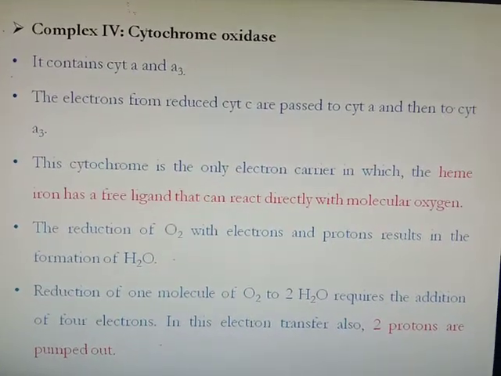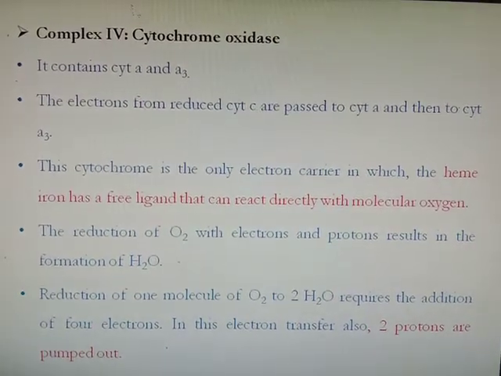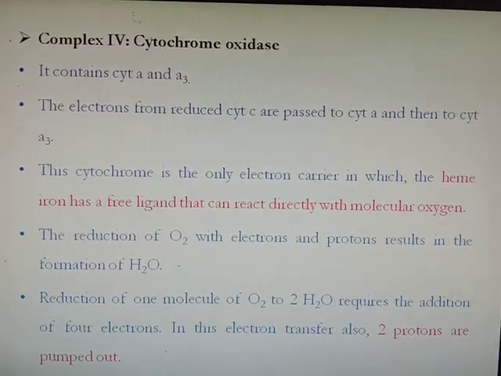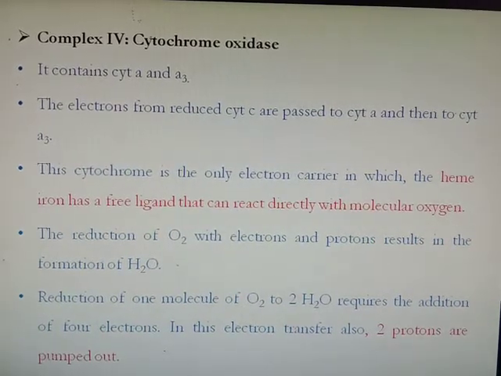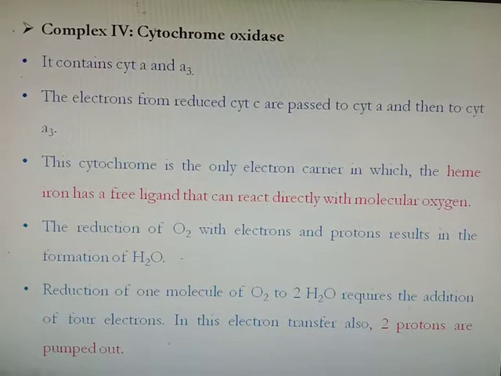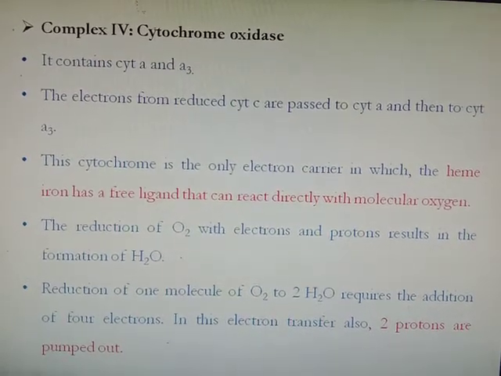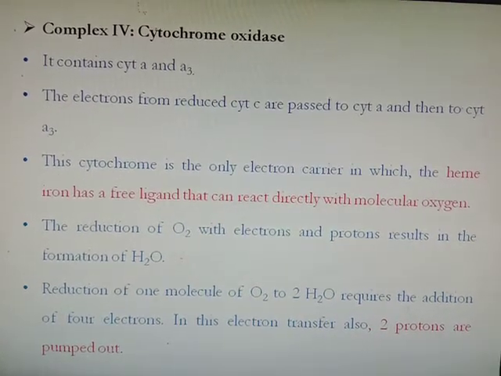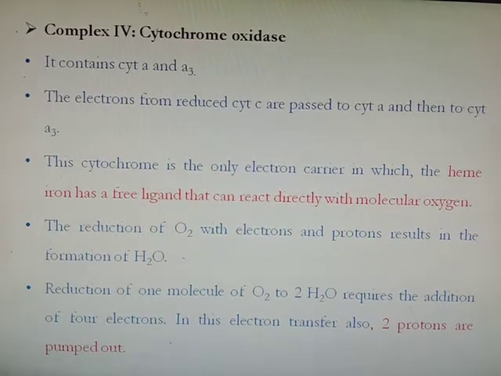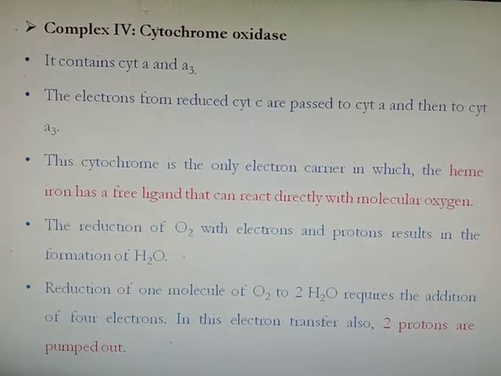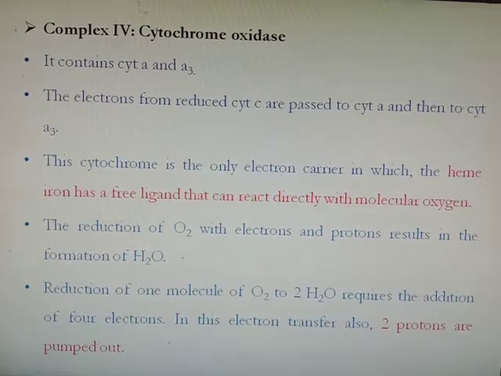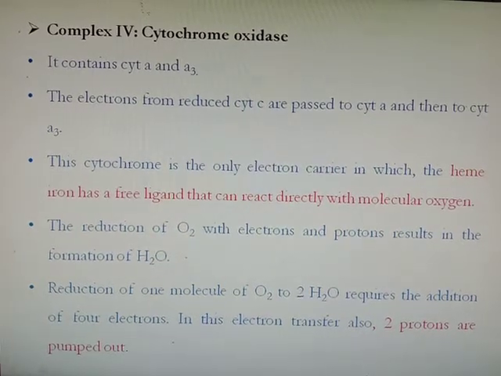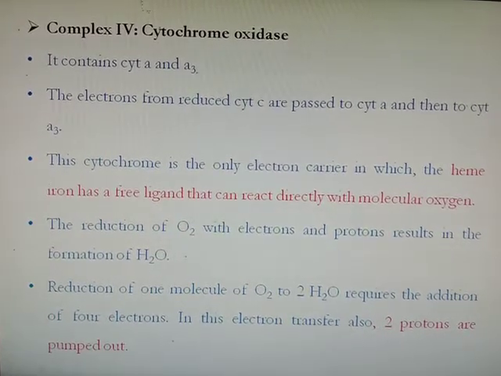Then complex 4, also called cytochrome oxidase. It contains cytochrome A and cytochrome A3. The electrons from reduced cytochrome C are passed to cytochrome A and then to cytochrome A3. This cytochrome is the only electron carrier in which the heme iron has a free ligand that can react directly with molecular oxygen. The reduction of O2 with electrons and protons results in the formation of water molecules. The reduction of one molecule of O2 to H2O requires the addition of 4 electrons. In this electron transfer, only 2 protons are pumped out into the intermembrane space.